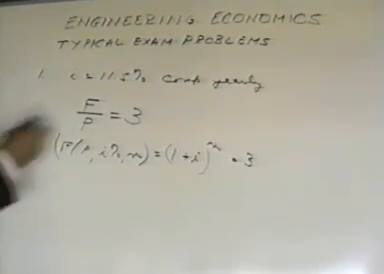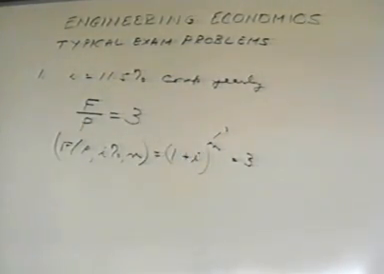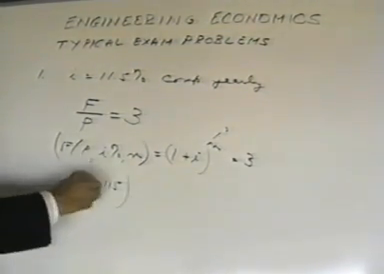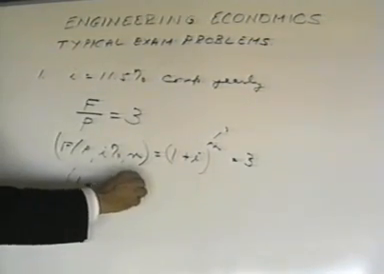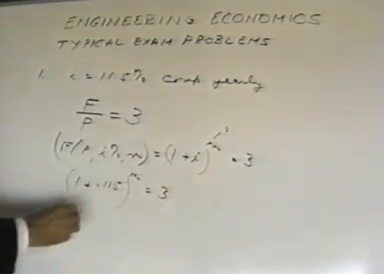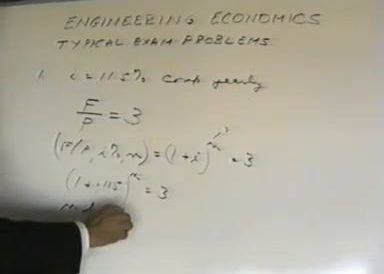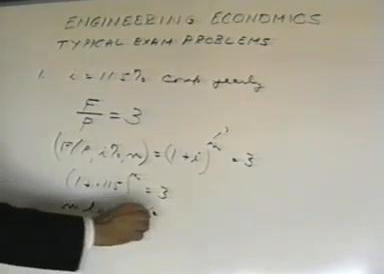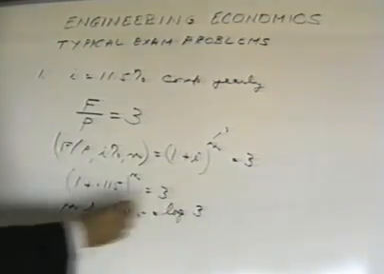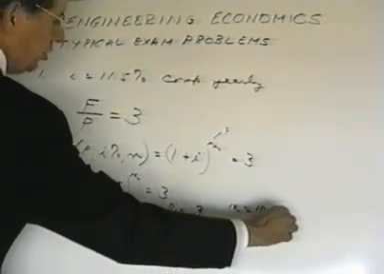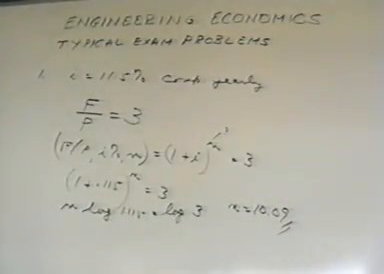The unknown in this problem is N. So we take 1 plus 0.115, that's the interest rate, raised to the Nth power, and this is equal to 3. So N times the log of 1.115 must be equal to the log of 3. You can solve for N from this. N is equal to 10.09 years. So it takes approximately 10.09 years for the future value to be equal to 3 times the present value.